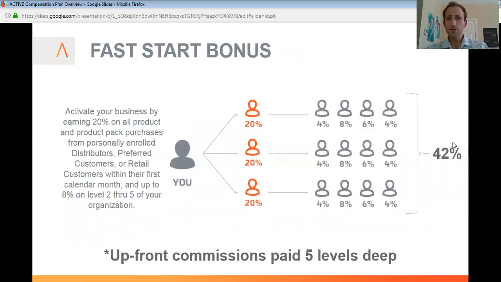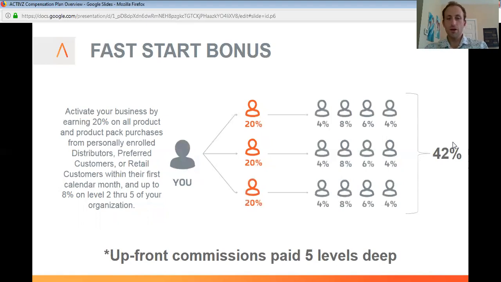So let's look at some of the components of the comp plan. The first one is the fast start bonus. This is the upfront commission that I had talked about. So why this is powerful, I really like this because you're not only earning on your own personal, when you bring on a distributor or you bring on a preferred customer or retail customers, you're earning 20% there. But the incentive here is also to help your team. So as you bring on a distributor, you're incentivized by the company to help them grow as well.